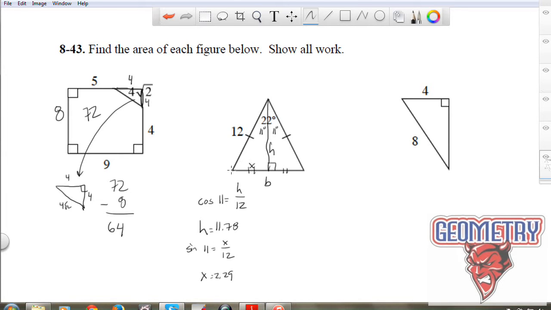So 2.29 is half of the base, right? And the area of a triangle is 1/2 of the base times the height, so basically it's 2.29 times 11.78, which is the base and the height that we found, and so that area ends up being 26.98.